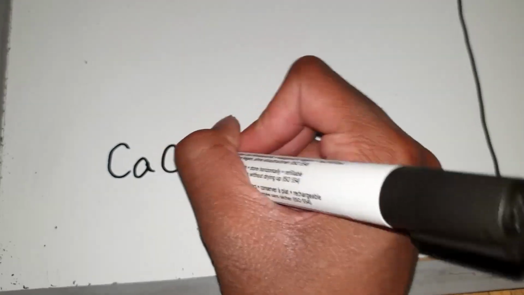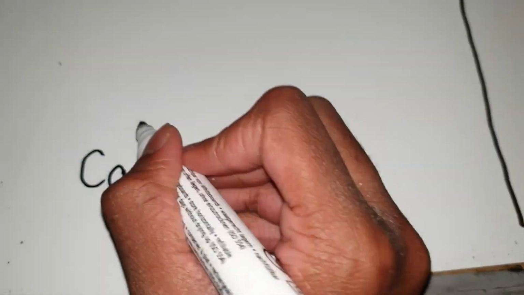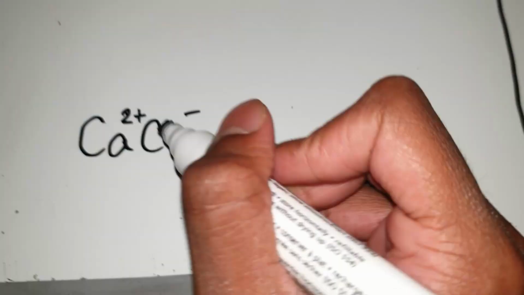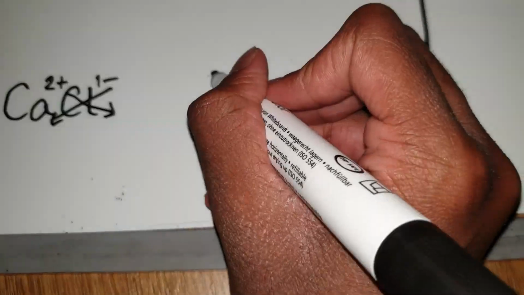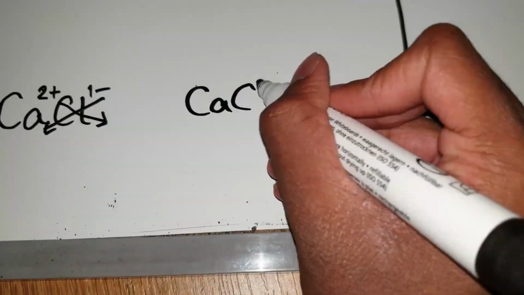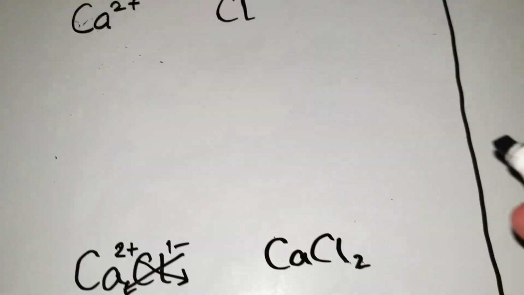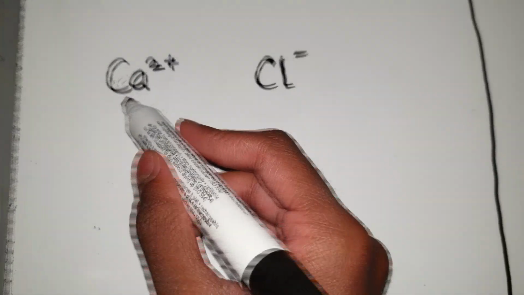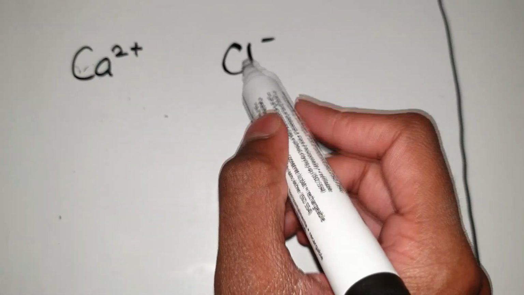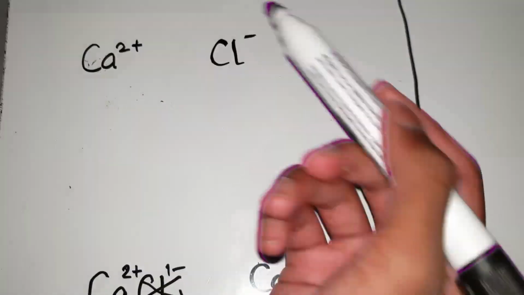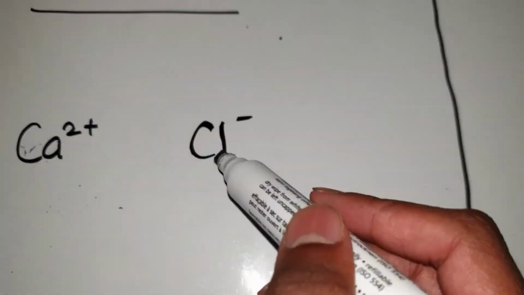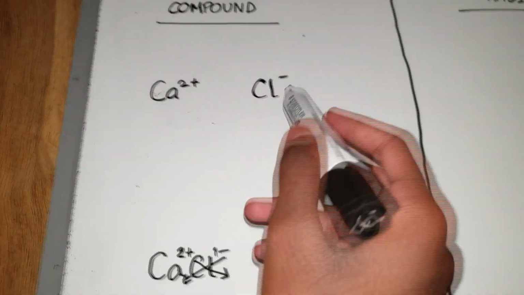CaCl, and basically what we do is we cross these over, we just swap them over, and the formula becomes CaCl2. Now the proof for this is that we can keep multiplying these as many times as required until they have the same absolute value, the absolute valency value.